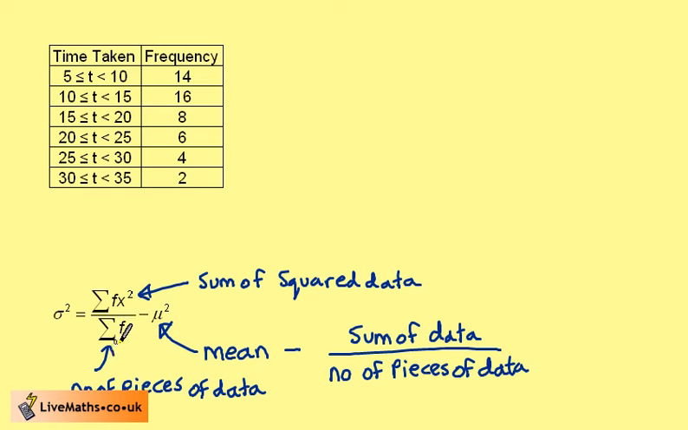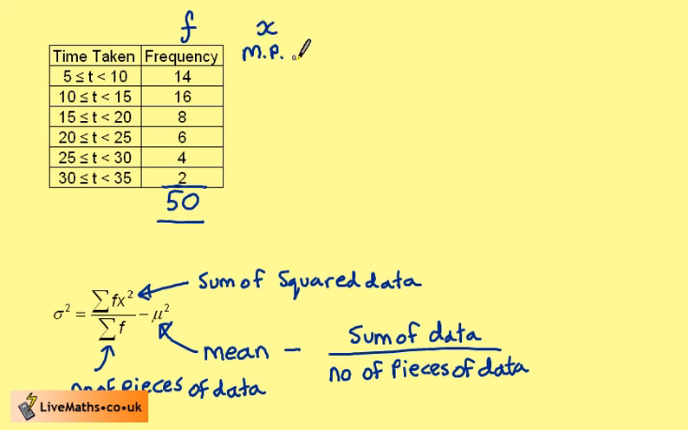If we want to work out the number of pieces of data, we need to sum the frequency column. If we add up the frequency column, we know we have 50 pieces of data. This column will be called f in terms of the formula. We have a grouped frequency distribution, so we know we have 14 pieces of data between 5 and 10. We don't know what they are, so we assume they're all at the midpoint. 14 pieces at the midpoint of this interval.